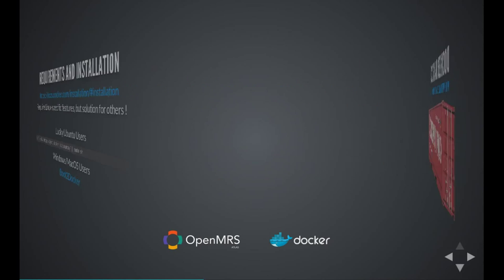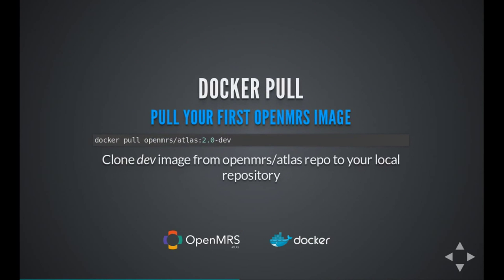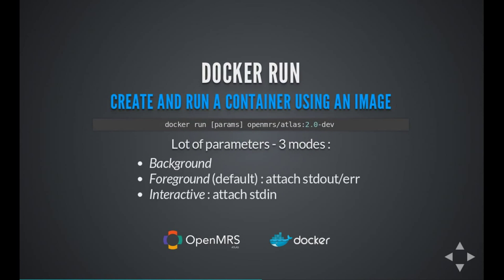Right now, you will learn how to work with images and containers. The pull command will download an image from Docker Hub to your local repository in order to use it later. Docker run will create and run a container using an image. There are three execution modes: background, foreground, and interactive. You can find more information on the Docker website.